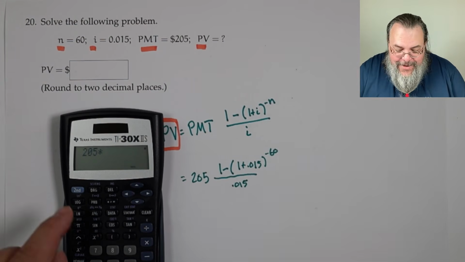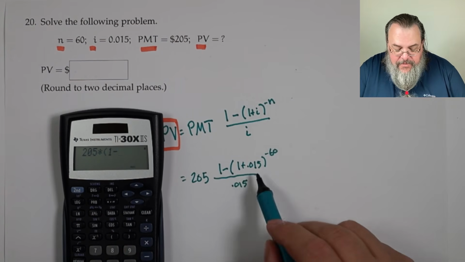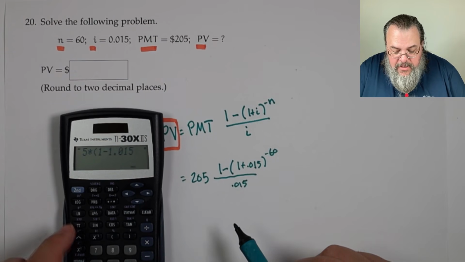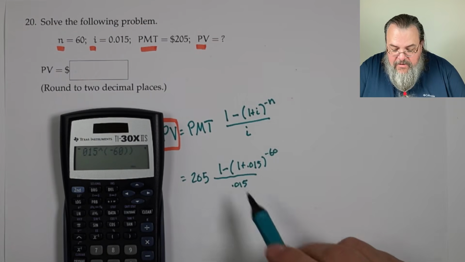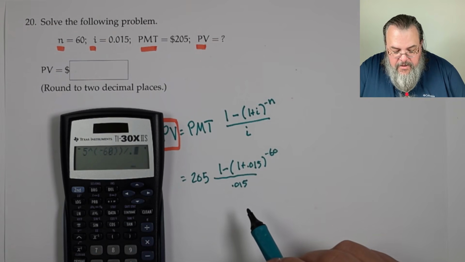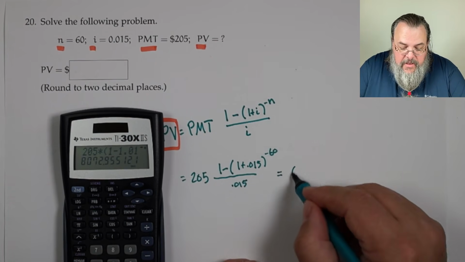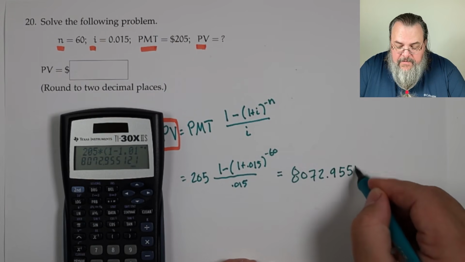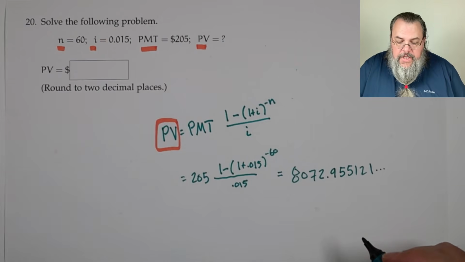Pay attention. So 205 times, parenthesis, 1 minus, and 1 plus 0.015. We can do that in our heads. That's 1.015. And we take that to the power, and I'm going to put parenthesis, minus 60. Yes, I know how to put a minus in. Okay, so that's the numerator. And then we're going to divide that by 0.015, and out comes a number. 8072.955121.